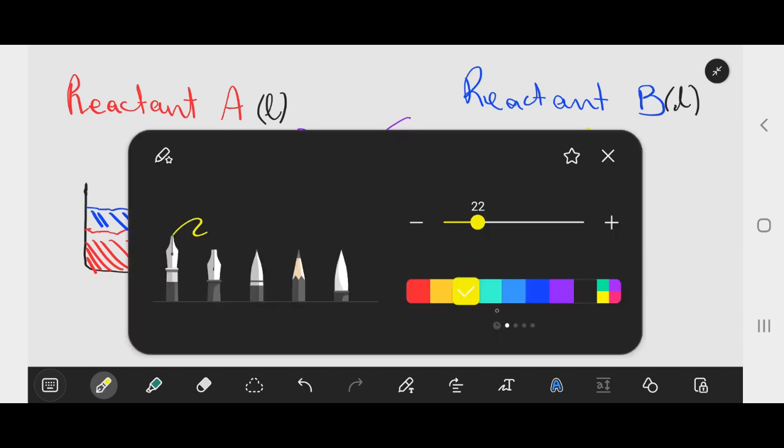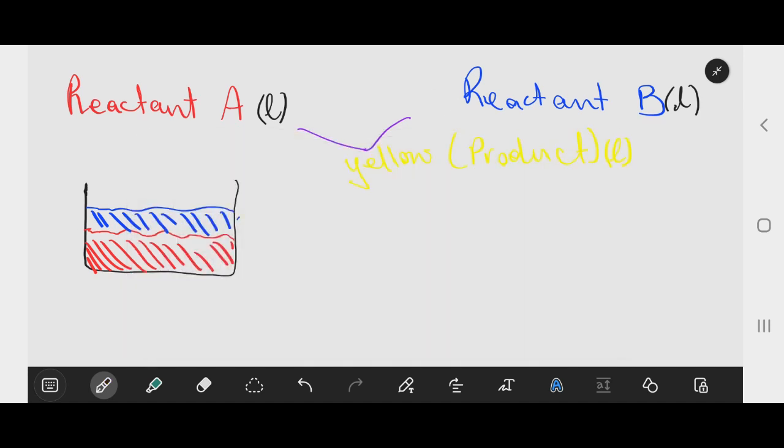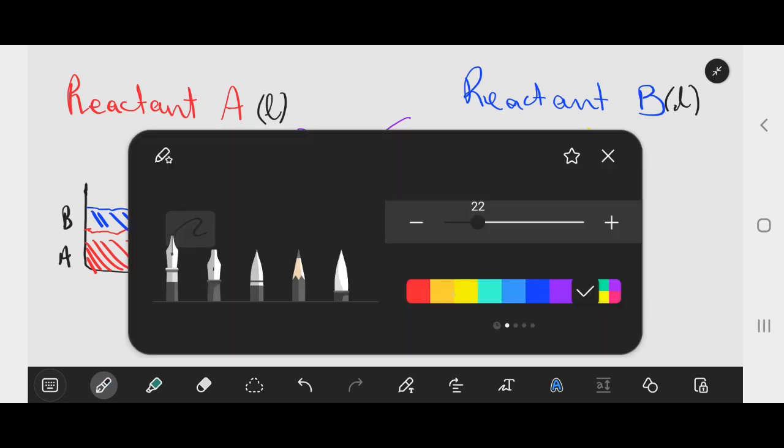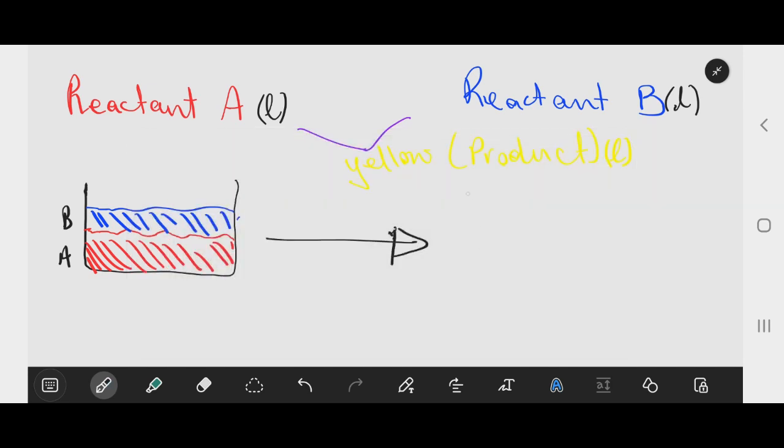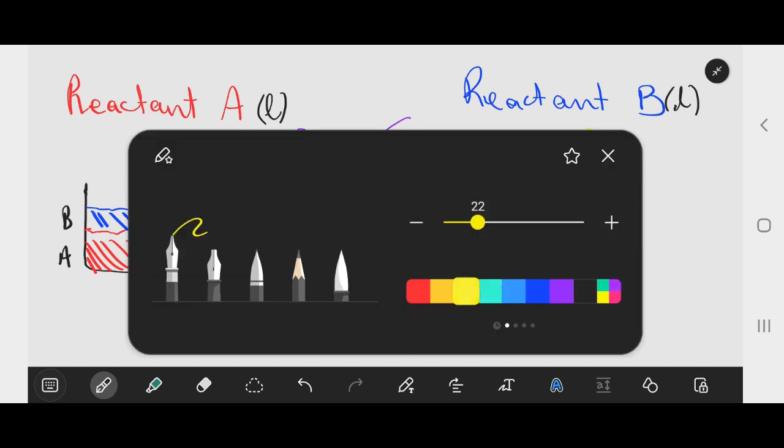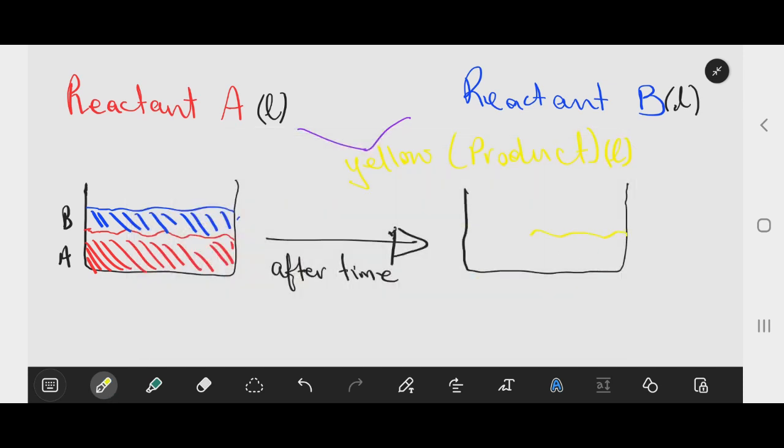So let's say you pour A and B in the same container, and then you allow these two to react, right? And then after some time, you find that there is a yellow product in that container. There is a yellow product, so it means A and B reacted to produce this yellow product.